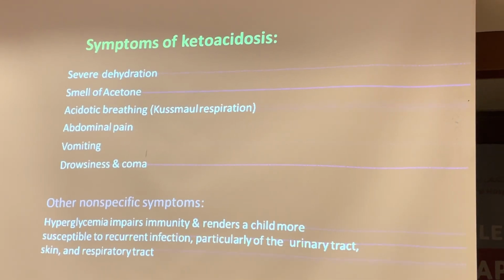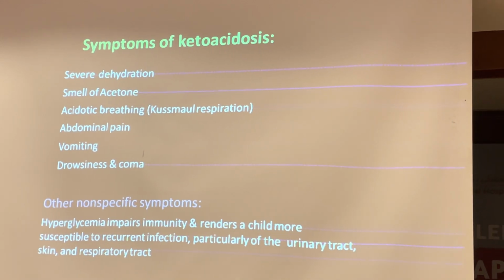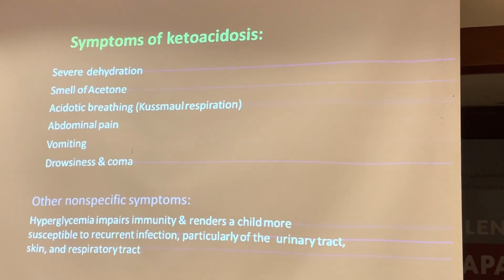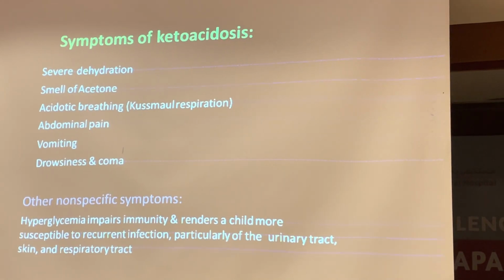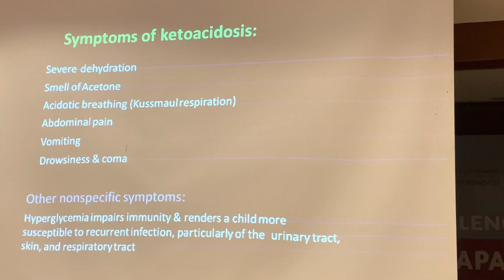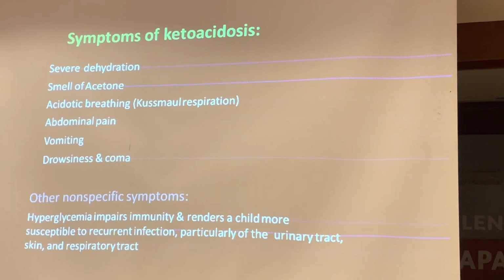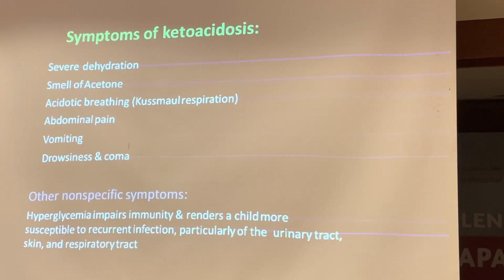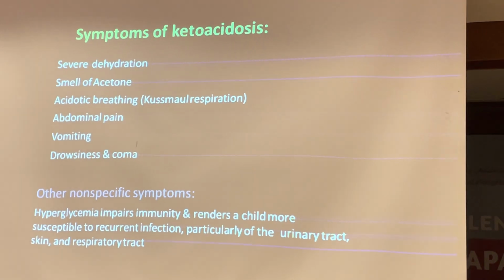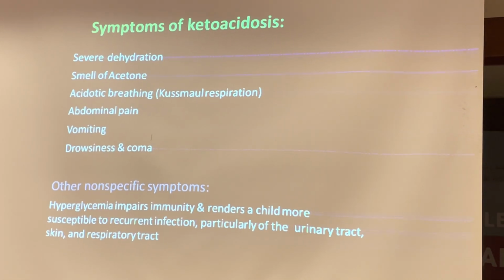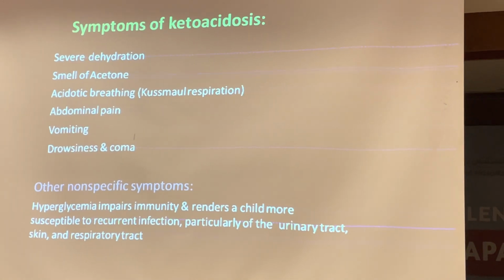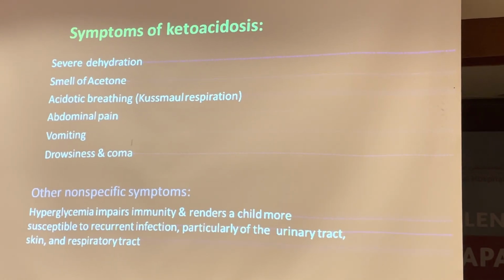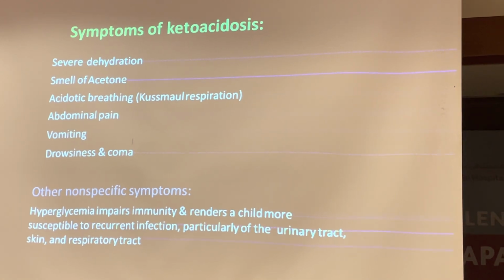They tend to have an acidotic smell. So I advise you, when you see a patient with DKA, try to smell the breath, so you will know what the acidotic smell is. Then abdominal pain: typically, because of the acidosis, there is gastric irritation, so they get abdominal pain and vomiting. Some of them get drowsy and comatose. The drowsiness and coma is typically due to brain edema. We'll talk later about why brain edema occurs.